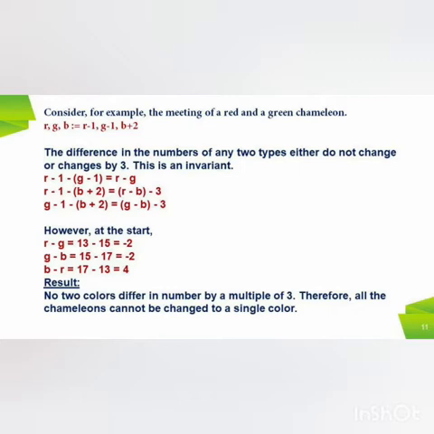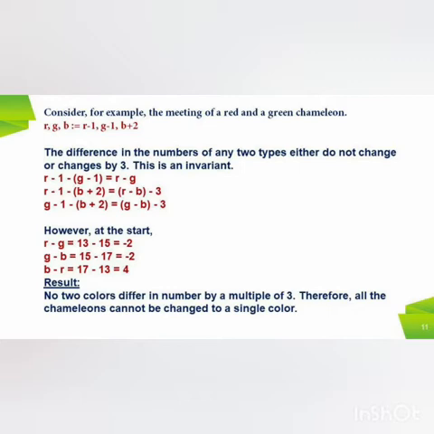Then the next one is green minus blue. So 15 minus 17 is equal to minus 2. So minus 2 is not a multiple of 3. Then the last combination is blue minus red. So 17 minus 13 is equal to 4.